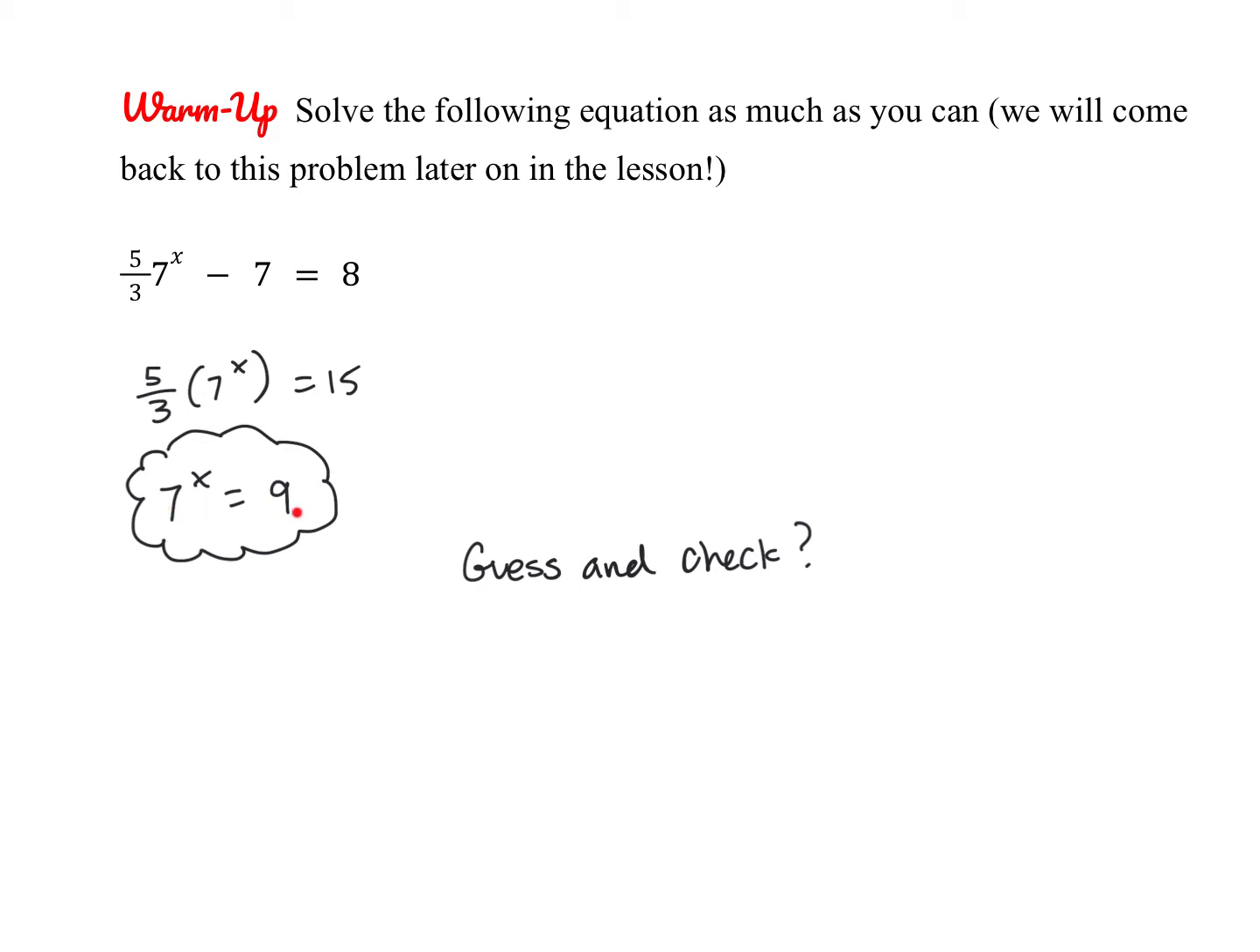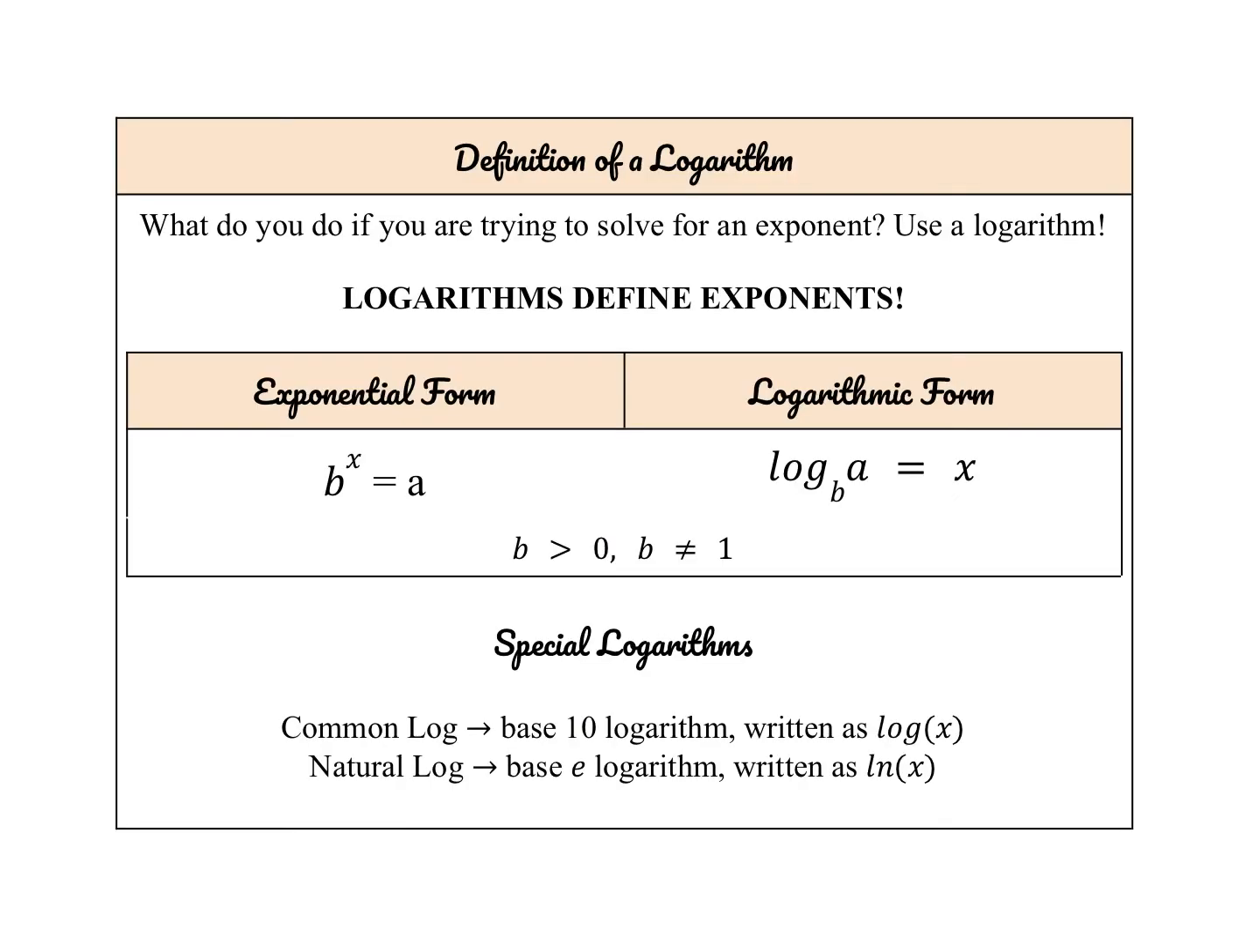I mean, yeah, you could guess and check. You could try plugging in different things. We know that x is going to be somewhere between 1 and 2 because 7 to the power of 1 is 7 and 7 squared is 49. So it's going to be some decimal. Rather than guessing and checking, we're going to learn a new operation to help us solve these types of problems. That brings us to the definition of a logarithm.